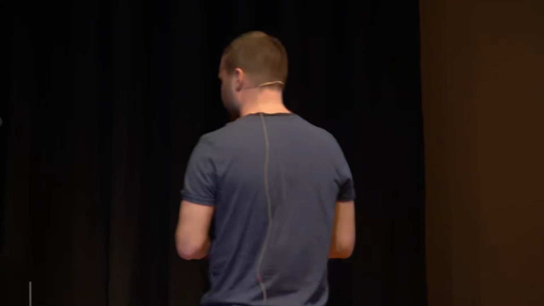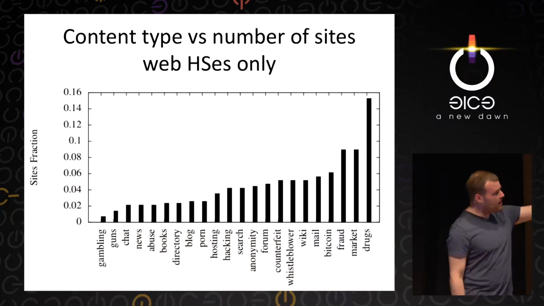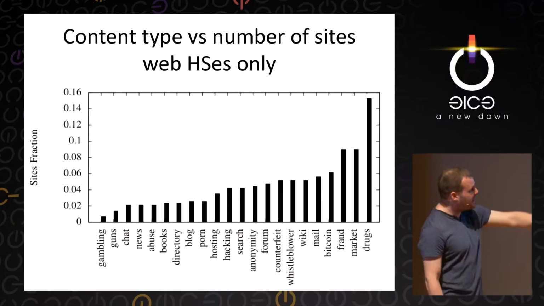Now the next thing we wanted to do was to try and categorize sites. As I said earlier, we crawled all of the hidden services that we could, and we classified them into different categories based on the type of content on the hidden service site. The first graph I have is the number of sites in each of the categories. You can see down the bottom here, we've got lots of different categories. We've got drugs, marketplaces, etc., etc., etc.